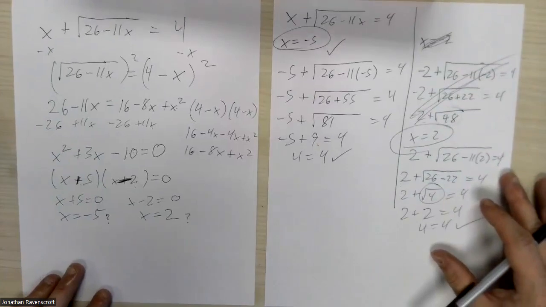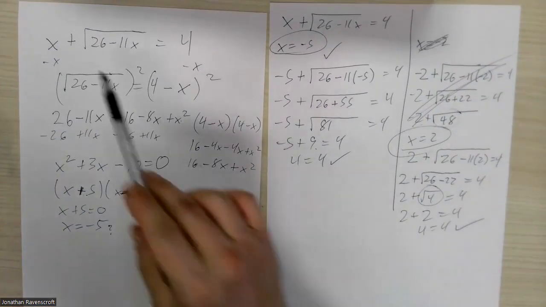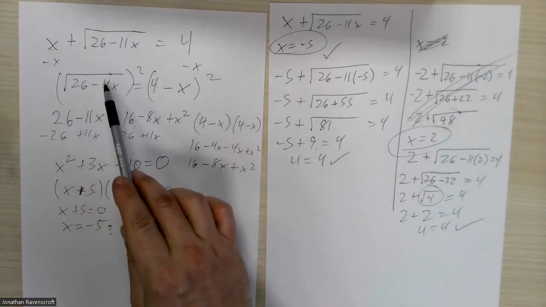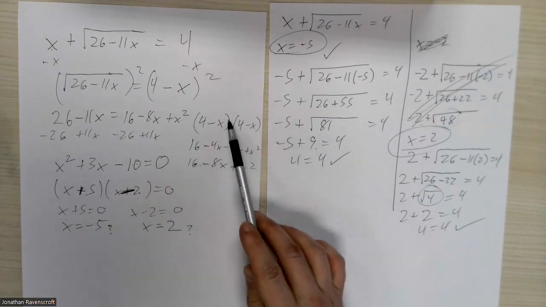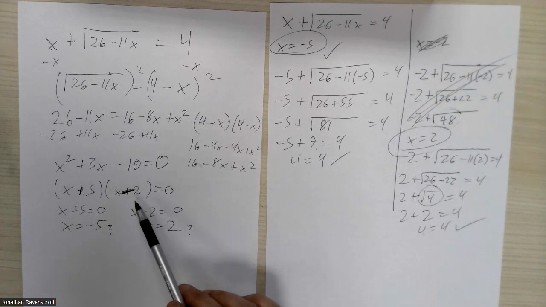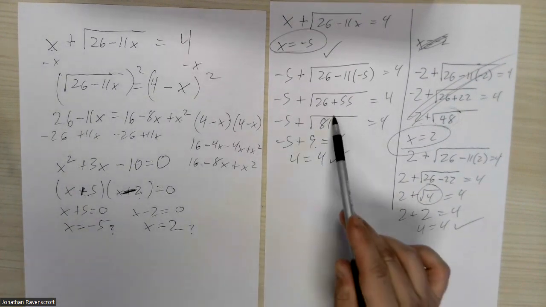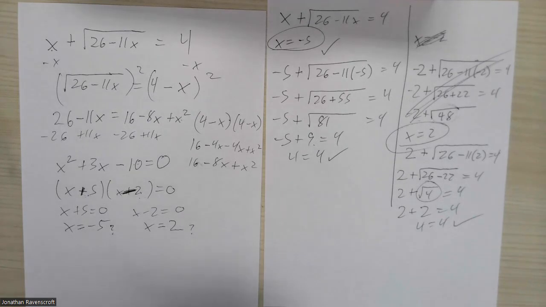Now, if you look at this problem, yeah, there's a lot of writing here. Isolate the radical, square both sides. I had to use some FOIL method over here. We got a quadratic, factor and get two solutions, but then we had to check both of those solutions.